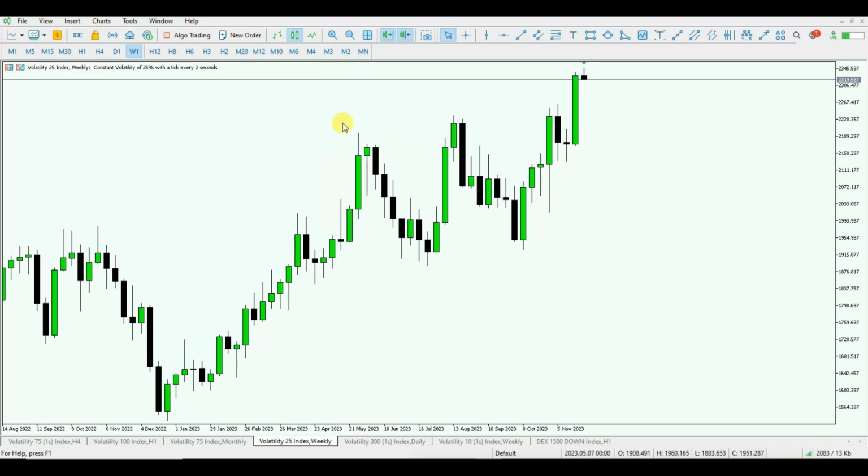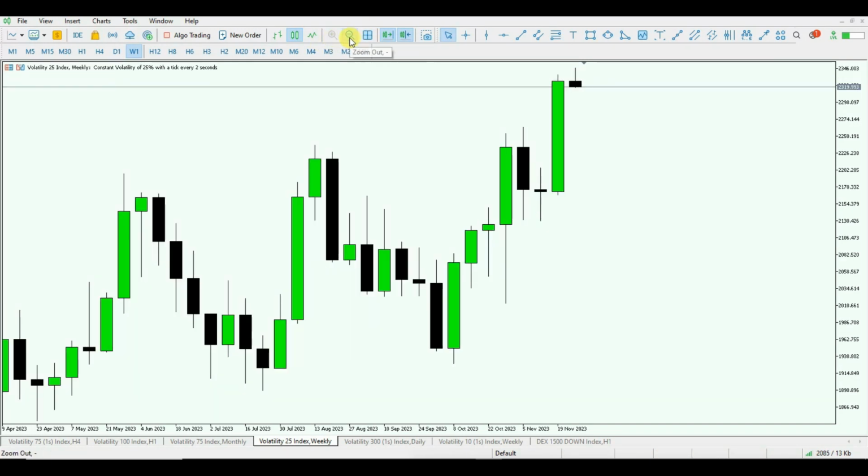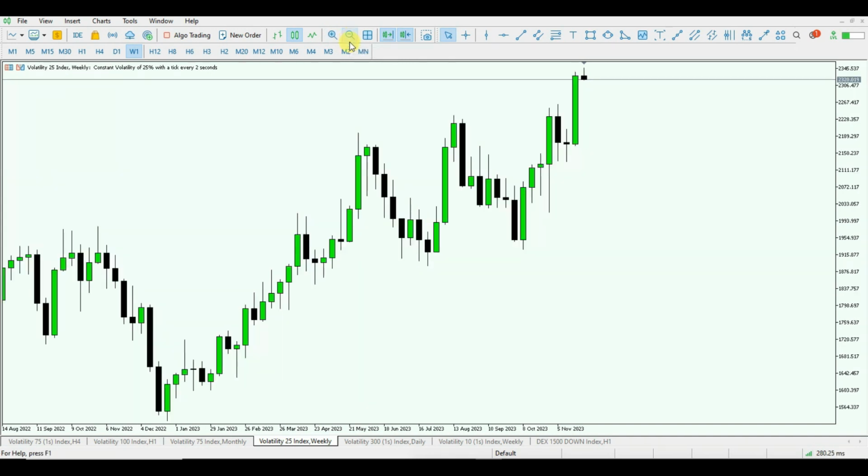So tonight we are looking at the volatility 25 synthetic pair, offered by the Deriv broker. I'm not here to promote any broker. You can trade with any broker you want. So we are looking at volatility 25.